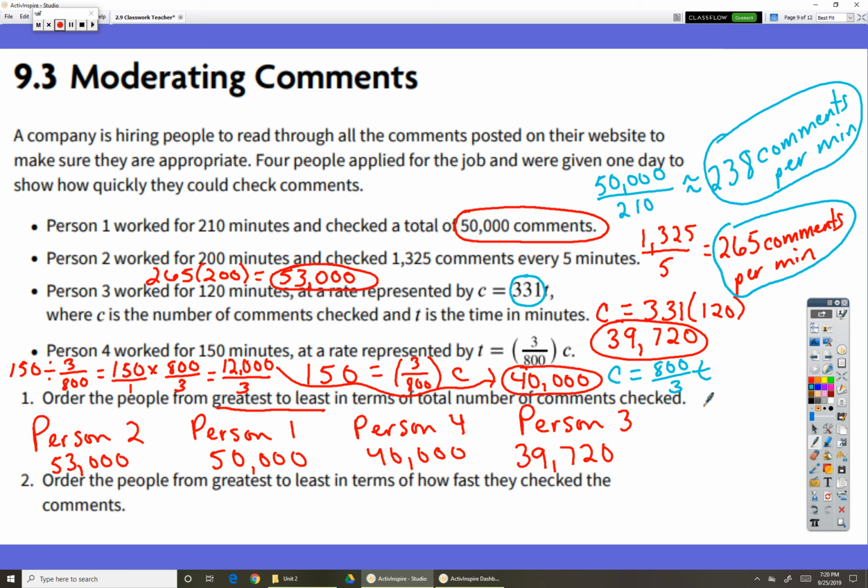So I'm going to say that it's about 267 comments per minute. All right, now I'm going to put those in order, also from greatest to least. So let's see, it looks like person 3 was the fastest. Person 3 had a rate of 331. I'm going to shorten this to C for comments per minute.